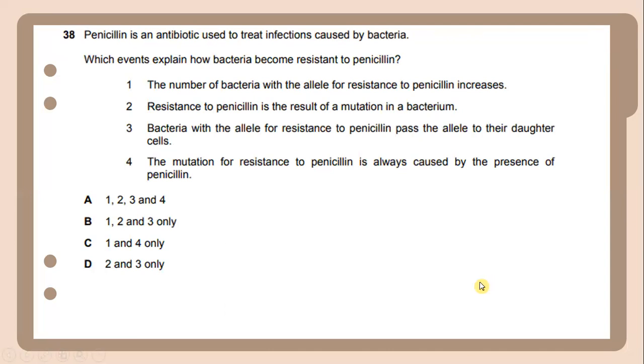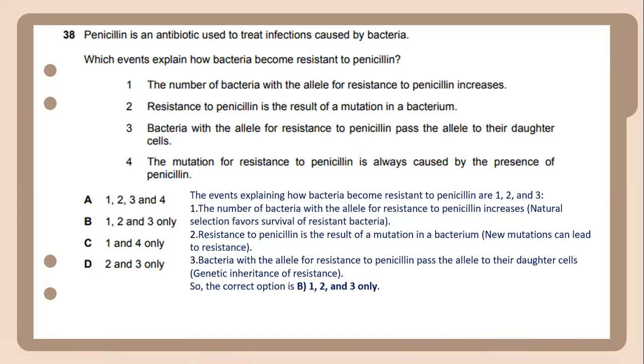38. Penicillin is an antibiotic used to treat infection caused by bacteria. Which events explain how bacteria become resistant to penicillin? The events explaining how bacteria become resistant to penicillin are: number 1, the number of bacteria with the allele for resistance to penicillin increases. Number 2, resistance to penicillin is the result of a mutation in a bacterium. And number 3, bacteria with the allele for resistance to penicillin pass the allele to their daughter cells. So the option for this is B.